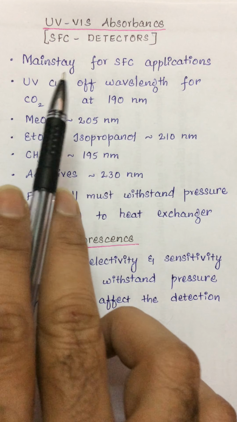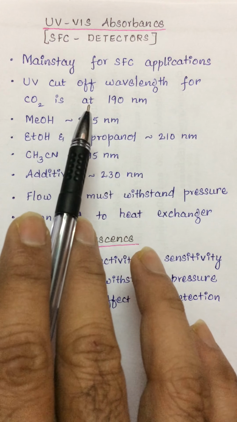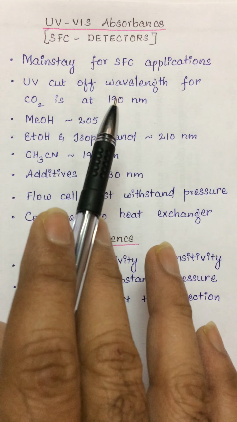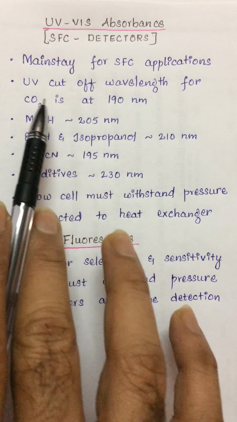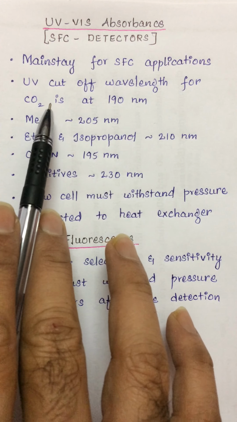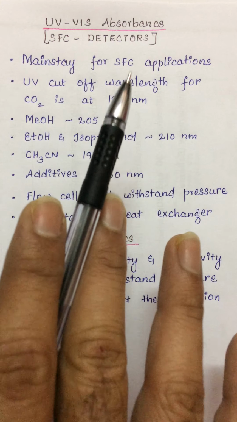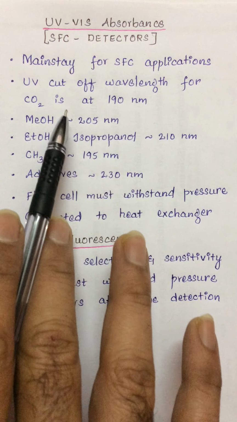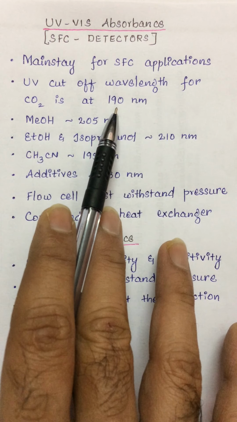Carbon dioxide is the primary mobile phase component, and CO2 does not appreciably absorb UV visible radiation above 190 nanometer. So carbon dioxide is very well suited for UV visible detection, and hence CO2 is completely transparent above 190 nanometer. We say the cutoff wavelength for CO2 is 190 nanometer.